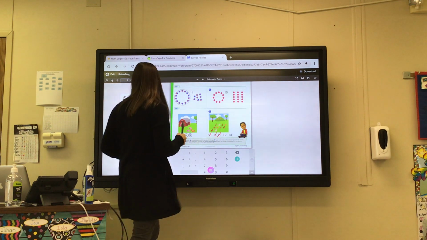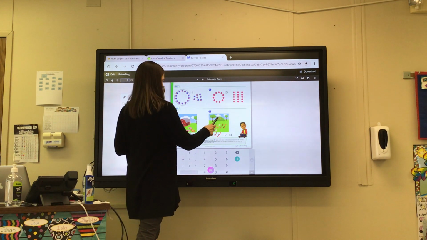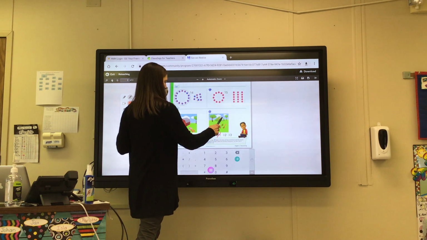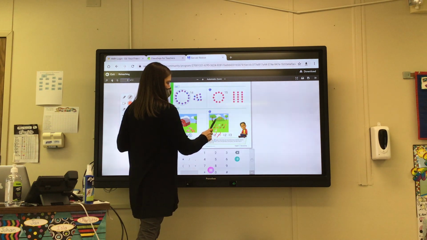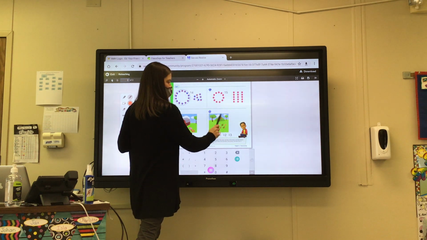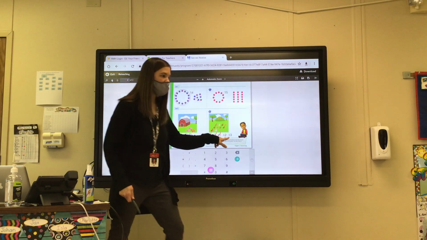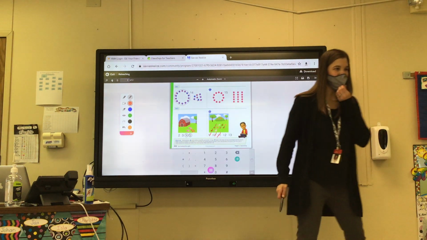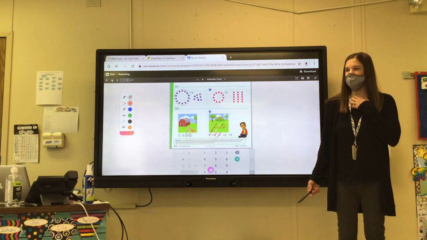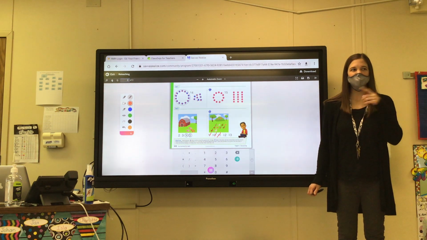Or if there were 3 bunnies behind the bush, there would be 1, 2, 3, 4, 5, 6, 7, 8, 9, 10, 11, 12, 13 bunnies. So we could circle 2 numbers, right? What numbers can we circle? How many bunnies could there be, Johan?